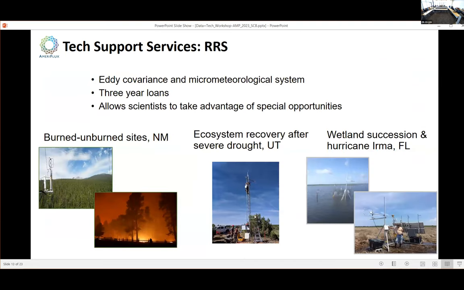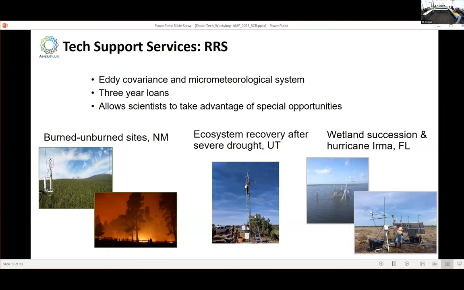Another system that we have is the rapid response system. That's a full helicobiome and Macromet system that we can loan for up to 3 years to allow PIs to take advantage of special opportunities: wildfire recovery, droughts, insect infestations. Usually it takes time for PIs to write a project proposal, submit it to funding agencies, and get the equipment in place. This is readily available.